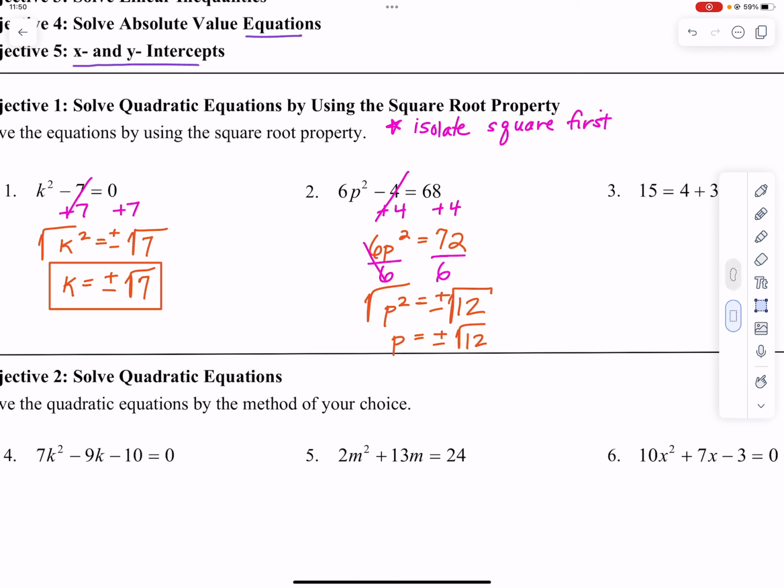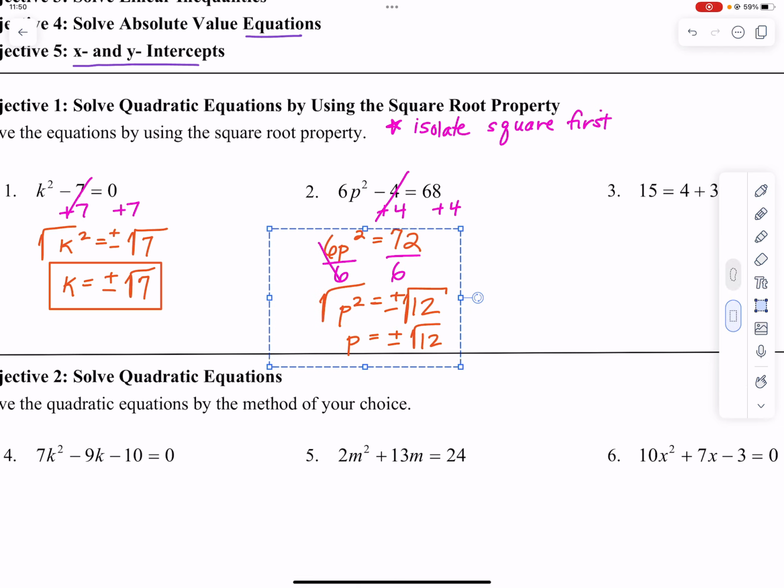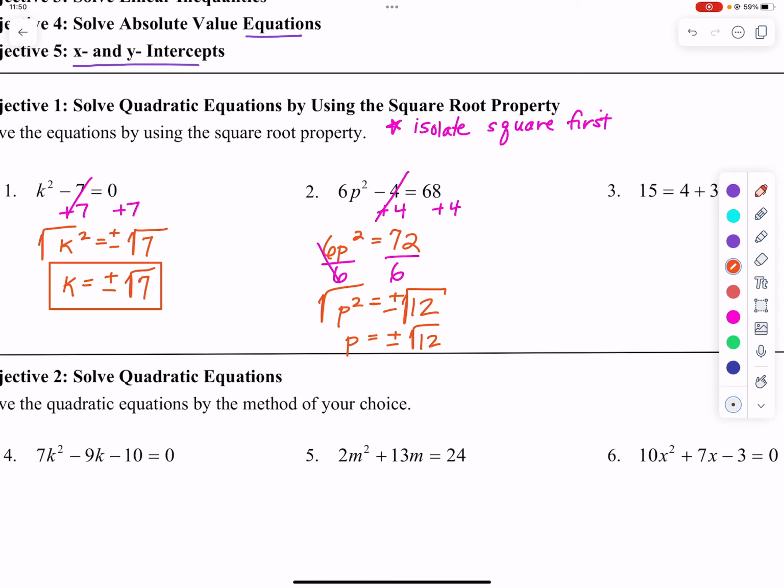Now, let's talk about the square root of 12, because we can actually see that 12 is 4 times 3, and the square root of 4 is 2. So that 4 can come out as a 2, and the 3 remains. So p equals plus or minus 2 root 3.